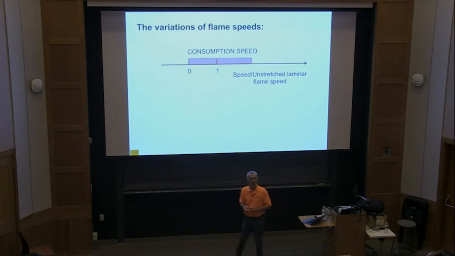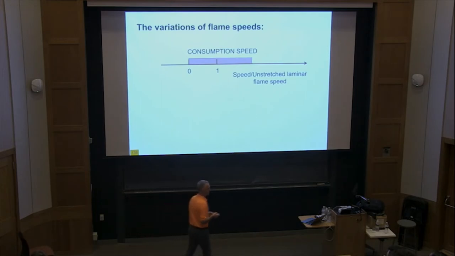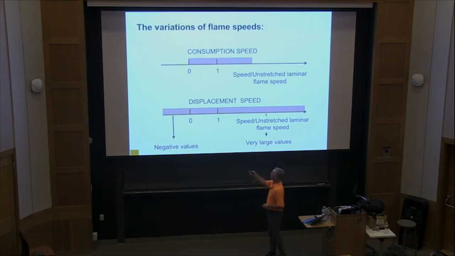I know there are a few in this room who are doing DNS. I'm sure they've seen that. It's a strange thing. If you look at the consumption speed, either it doesn't burn, so you have zero, or it burns of the order of the laminar flame speed. So you always know what the consumption speed should be. When you do the same thing for displacement speed, you can have very large values, like in the flame tip here, we had 10.